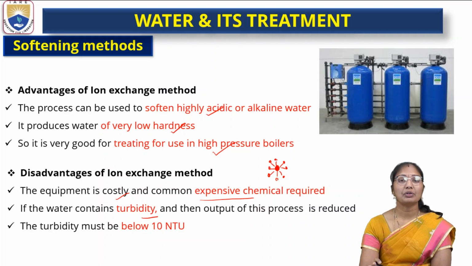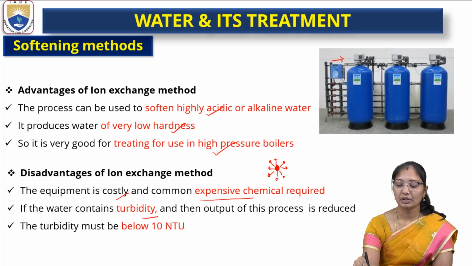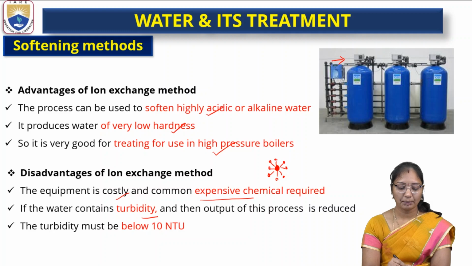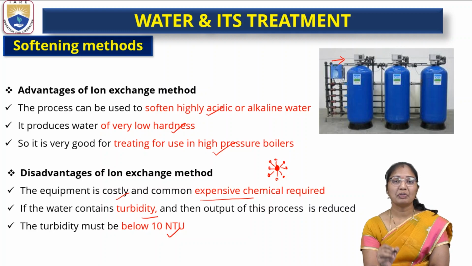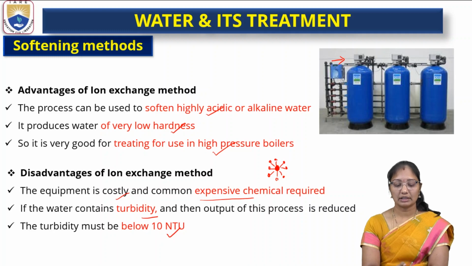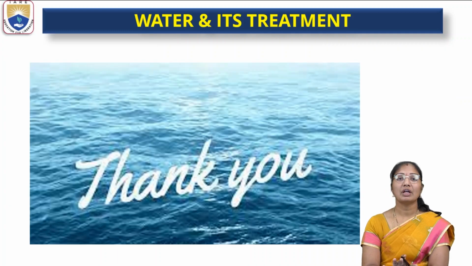So before feeding the water into the ion exchange columns, the turbidity of the water must be checked and it should be below 10 NTU. If you pass the water through the ion exchange column without checking, the pores get blocked and the column goes to waste. So this is the advantages and disadvantages of the ion exchange column method.